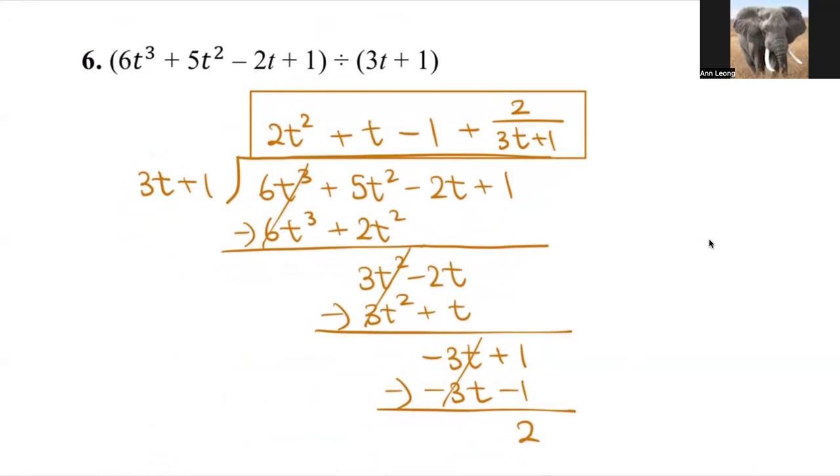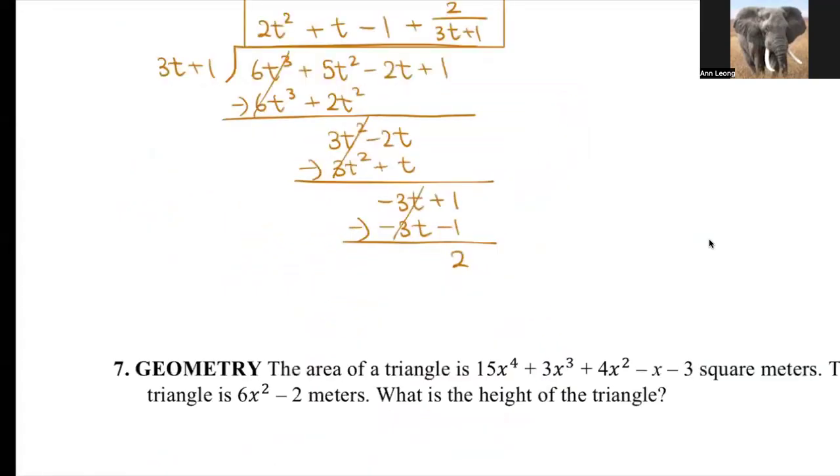Most common careless mistake, again, is the subtraction, especially when you get here, you get so happy you're done. A lot of times people will just think, oh, no remainder. But be careful with that subtraction. Okay, let's try our last one.